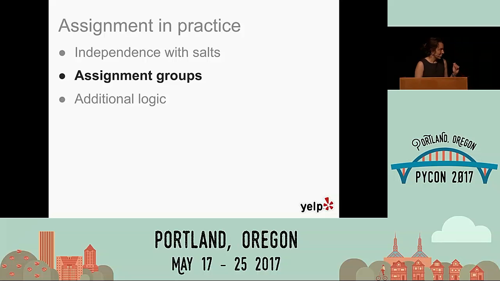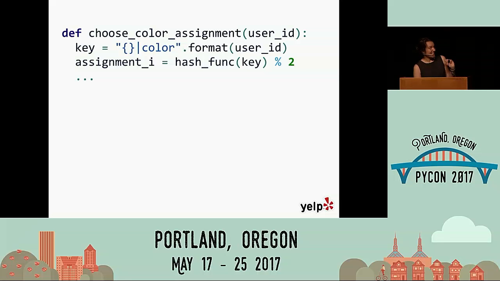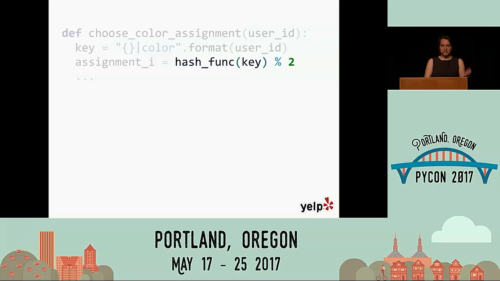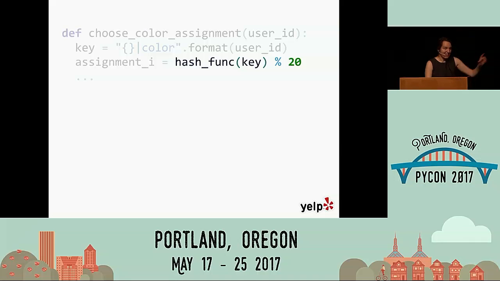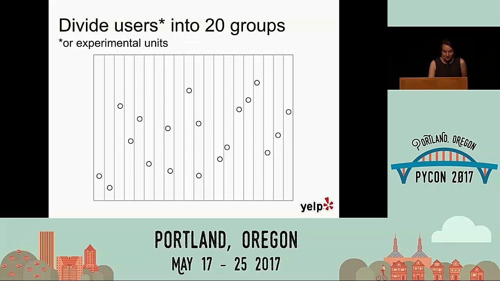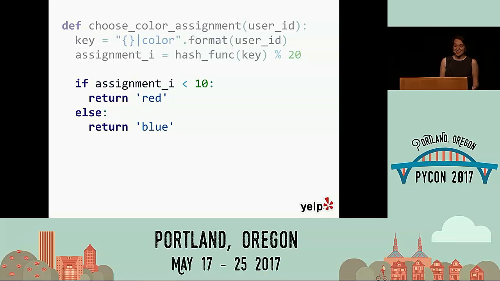OK, so now I want to talk about assignment groups. What I mean by that is, before we had 2 colors, and so we modulo it by 2. What we do instead is that we choose a much larger number. Like, we use 10,000, but you could also use something like 20. What this gives us is that it takes all of our users and randomly assigns them to different groups. And just want to note, it's users, remember, because our code is using user ID. That's our experimental unit.